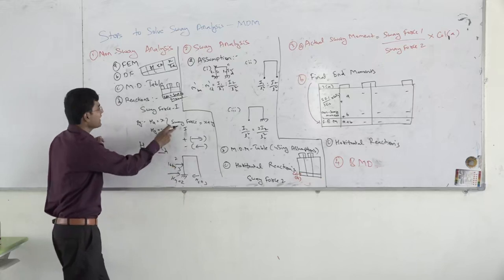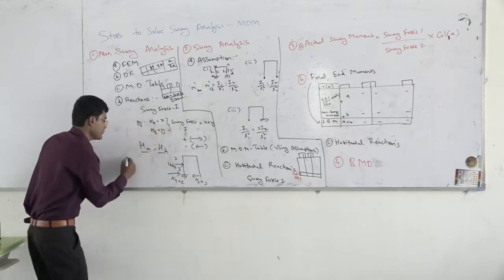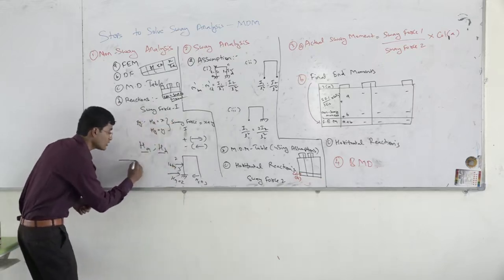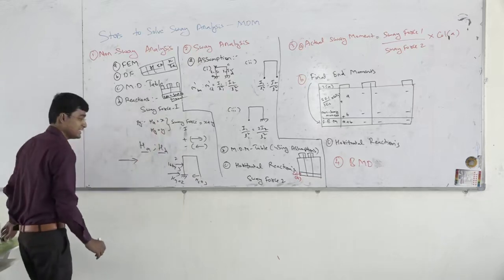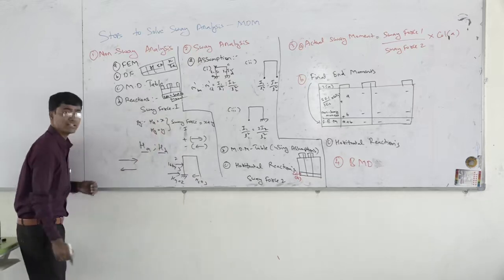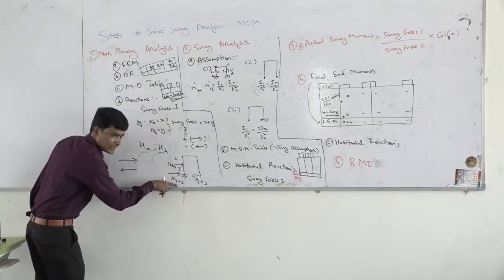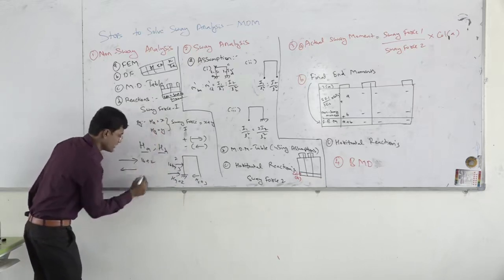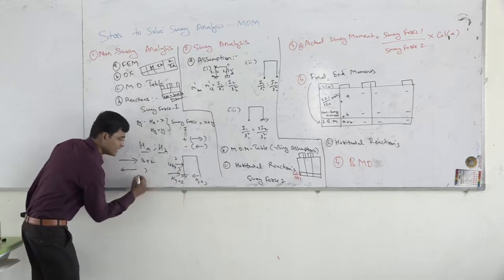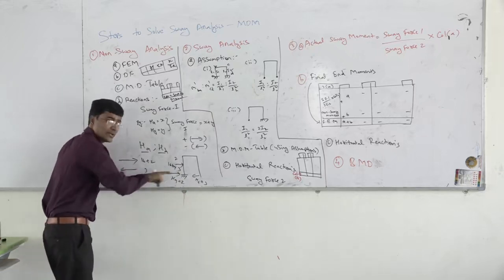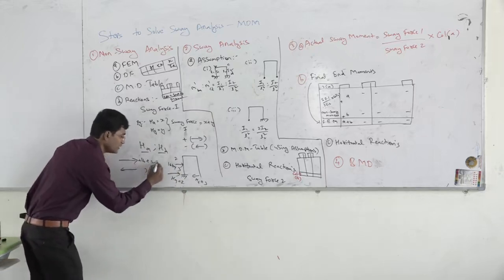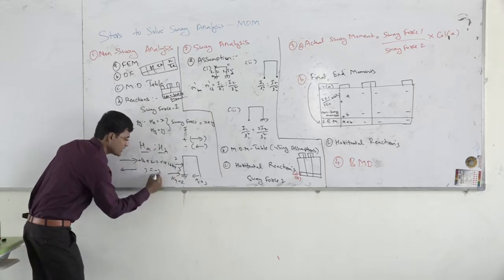Once we have got HA and HD, we have to calculate the sway force. To calculate it, check which forces go towards the right side and which go towards the left side. Towards the right we have 16 kilonewton and 2, so 16 plus 2. The force going towards the left is 3. Forces going right are written as positive, so this is plus 18, and this is minus 3.